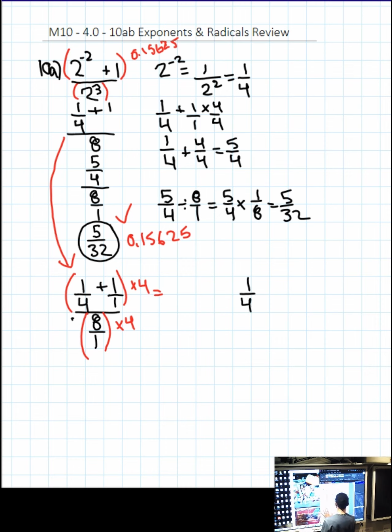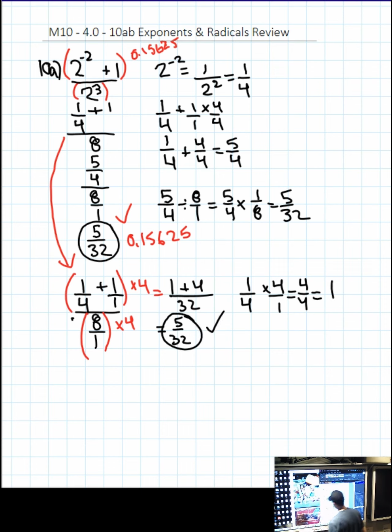1 over 4 times 4. Well, I can cross cancel, or that's equal to 4 over 4 anyways, which equals 1. So I can put that back into the question. And then 1 over 1 times 4 is just 4. And 8 over 1 times 4 is just 32, which means my answer again is 5 over 32. Circle our answer, and we know it's correct. So that was a method called multiply the top and bottom by the lowest common denominator. That will clear a complex fraction for you, instead of having to add fractions on the top and possibly on the bottom and then flip and multiply.